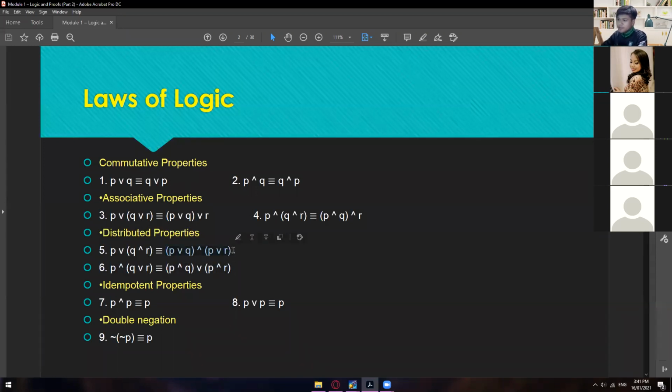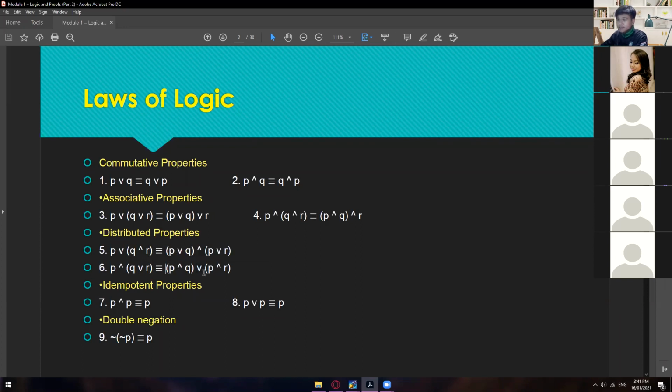Okay, did you guys get this one so far? Yes, sir. All right. So again, the one that is connected that is outside is now the one that is inside, and the one that is inside is now the one that is outside. All right. So that's it for distributive properties.